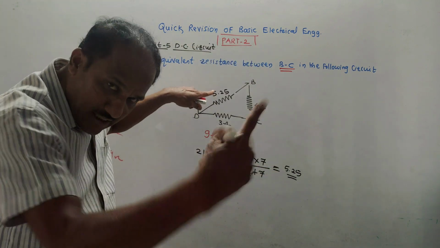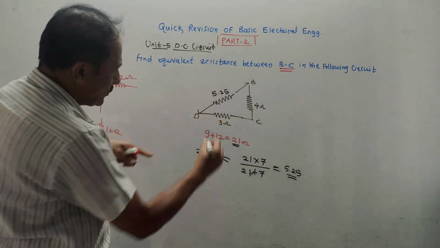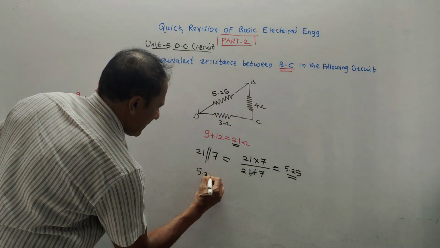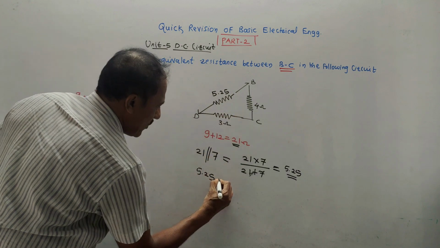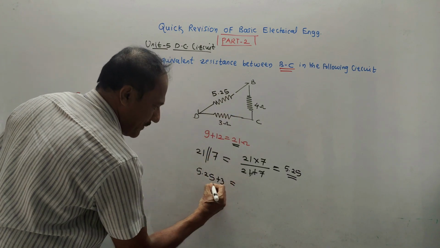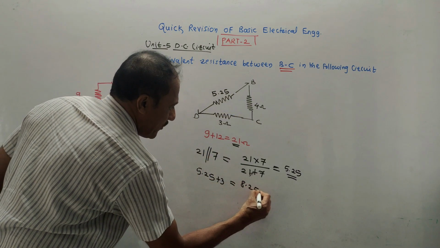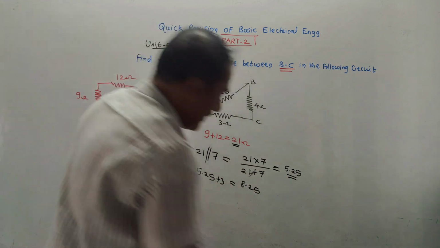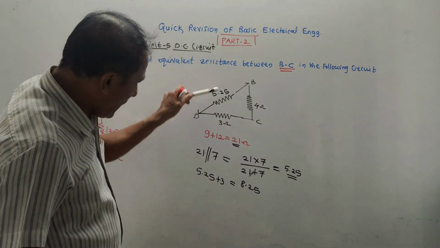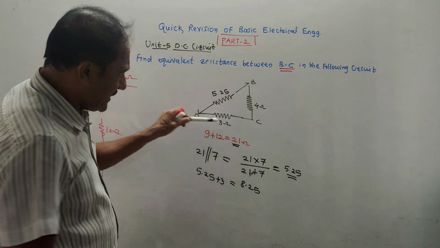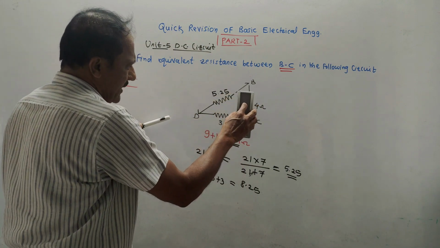Now next is the third combination, take it in series. So this 5.25 will be in series with 3 ohms. So it will be 5.25 plus 3, it becomes 8.25. Again, same logic. You have got 8.25. After taking this in series combination, remove any one of the resistors.